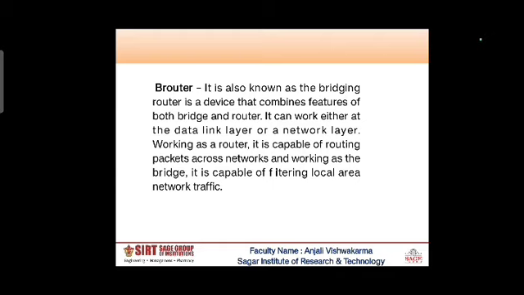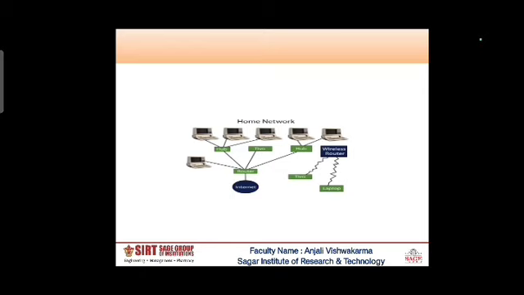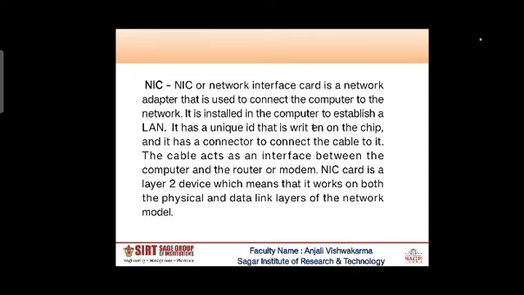Now the brouter, which is a combination of bridge and router. The combination of bridge and router is called a brouter, in which all the functionality that the bridge and router have is used. It can work at either the data link layer or network layer of the OSI model, which is to route the data. It is capable of splitting local area network traffic. So this is a home network, in which the wireless router and the wired router are connected through the internet.